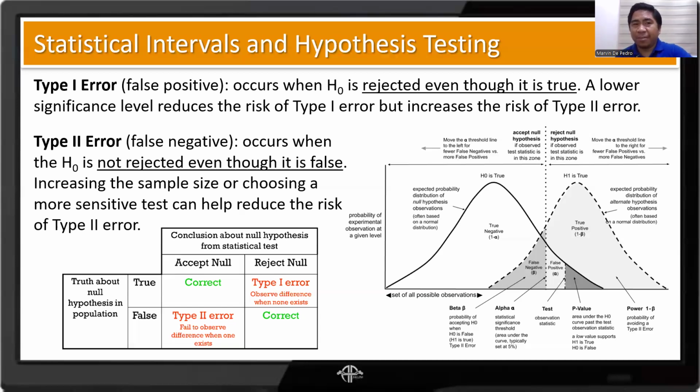However, if we do that, it will increase the risk of committing the type 2 error. So you just have to choose which one you want to avoid, the type 1 or the type 2. If you want to avoid both, then you have to be somewhere in the middle. That's why you have to choose the right confidence interval or significance level.